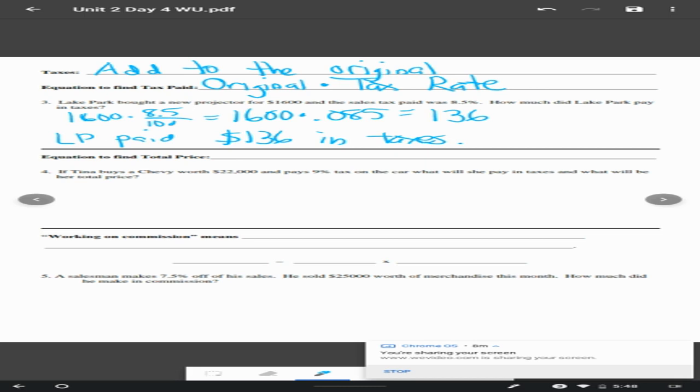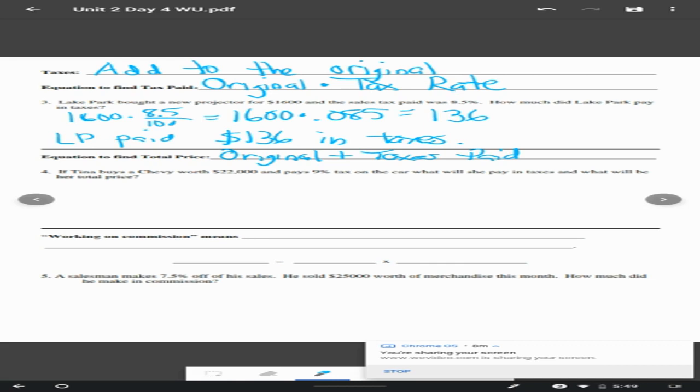The equation to find the total is where we take the original price and we add, instead of subtract like we did for sales or discount, we add my taxes paid. And if we do that, you're going to get a cost that is more than the original. For the sales and discount, you got a cost at the end that was less because you subtracted.